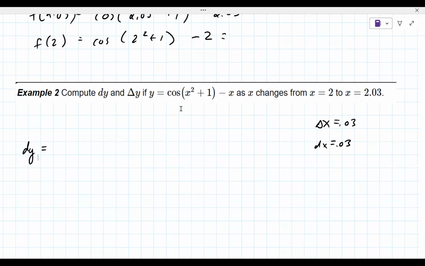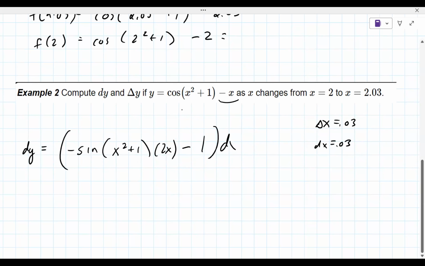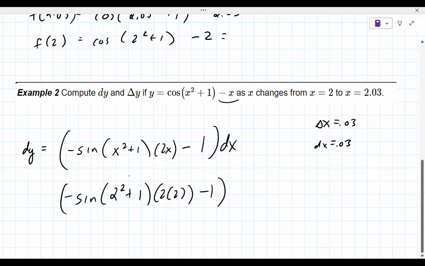Negative sine or negative 2 sine cosine. Wait, hold on. Let me write this out real quick. Okay, 2x times negative sine of x squared plus 1. What about this part? Oh, minus 1. Okay, very good. And then you multiply all of that by dx. Now you have to do minus sine of 2 squared plus 1 times 2 times 2 minus 1, all times 0.03. And I can just plug those into my calculator, right? That's right. Yeah.